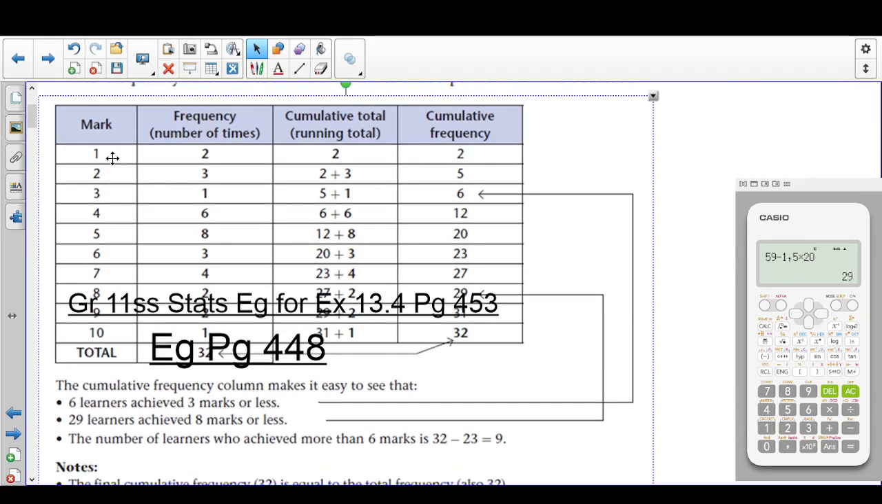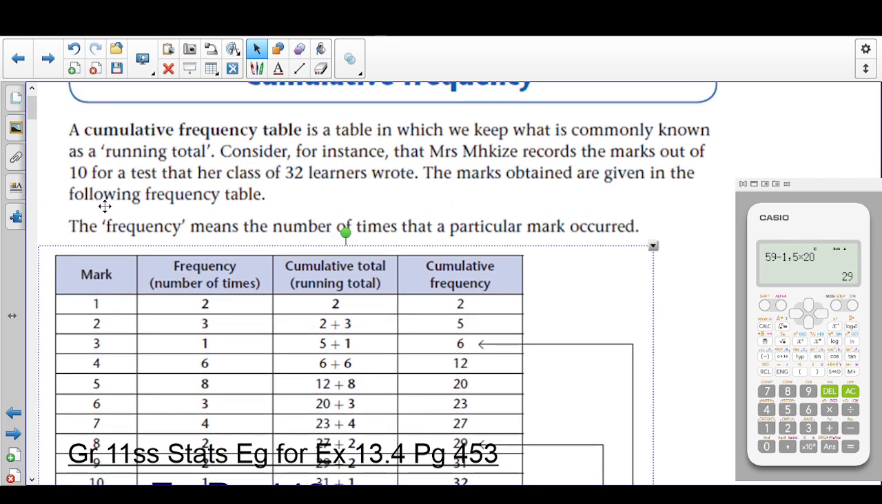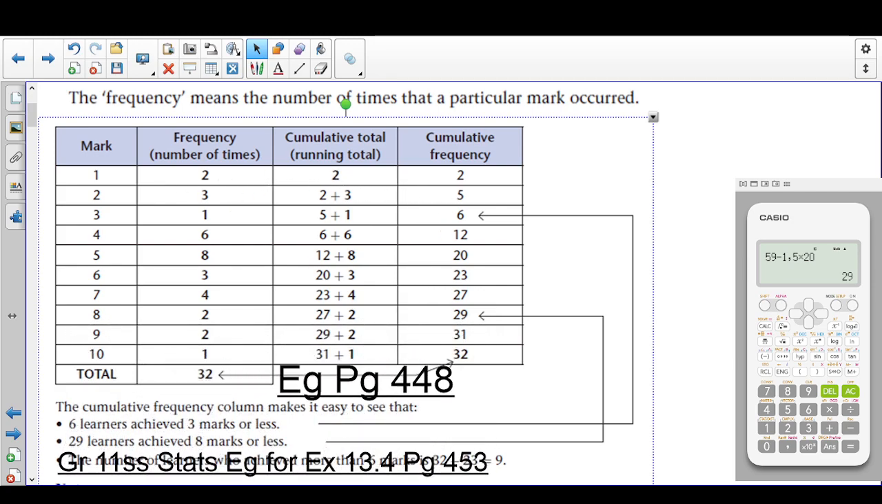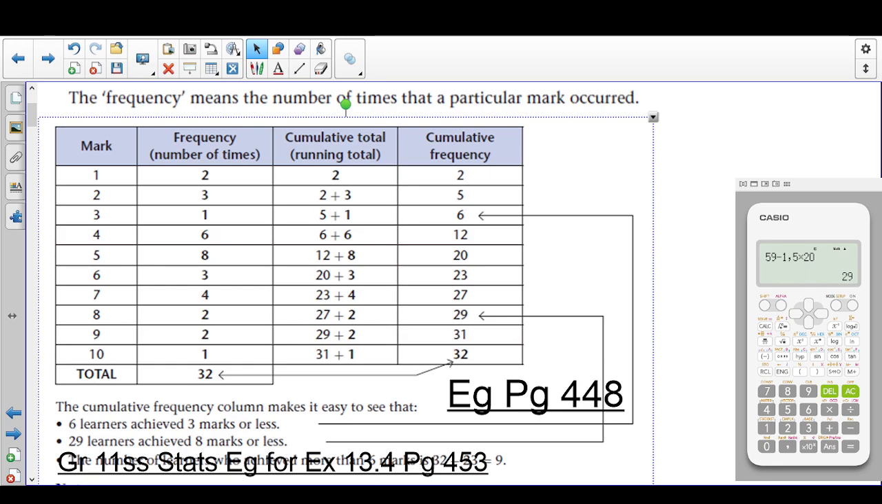How much was this test out of? 10. There were 2 people who got 1 out of 10 for this test. Can you see that, people? Then 2 out of 10, how many people got 2 out of 10? 3. How many people got 3 out of 10? 1. How many people got 4 out of 10? 6. How many people got 8 out of 10? 2. How many people got 10 out of 10? 1. Can you see that, people? You all understand that point.